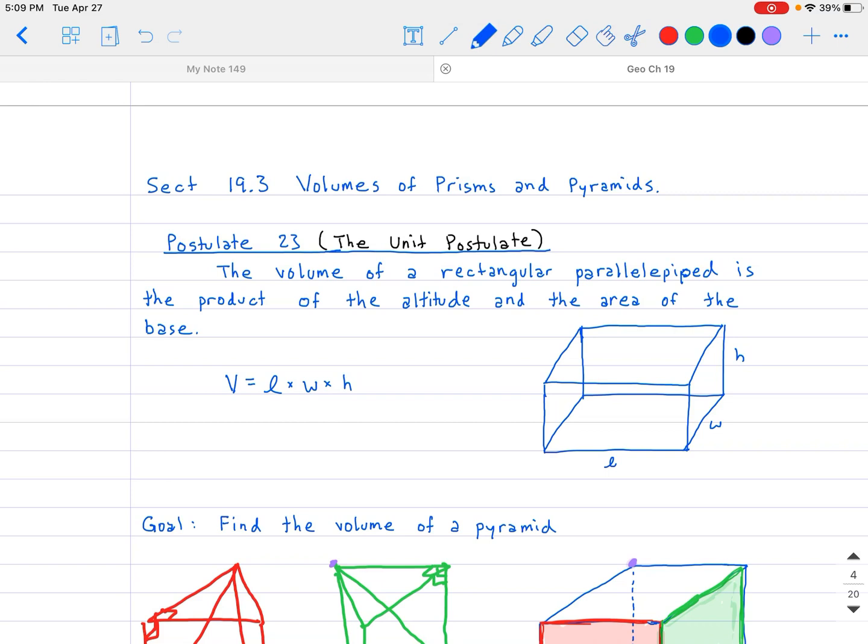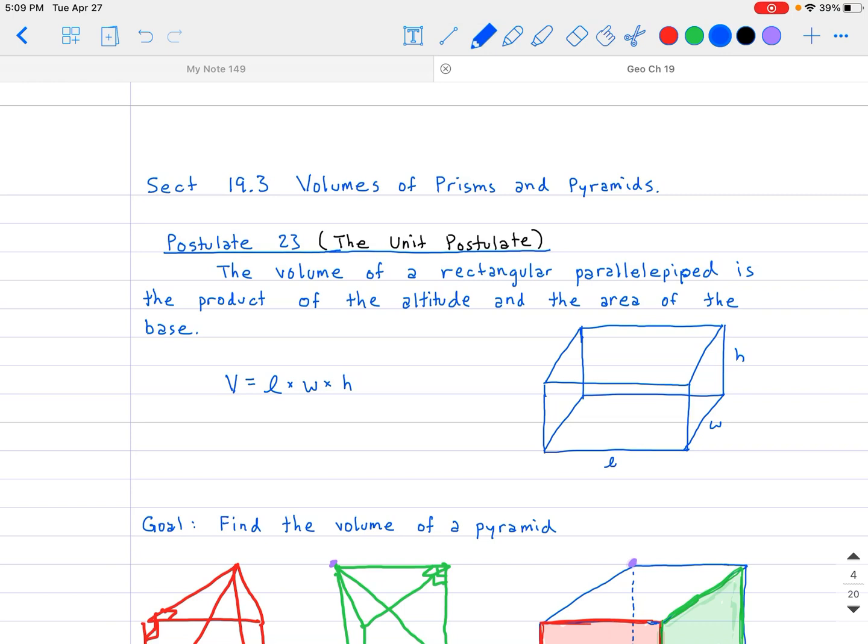Today in 19.3, we will be looking at the volumes of prisms, not prisons, and pyramids. So now we're going to talk about how to find the volumes of three-dimensional figures. And to begin with, we'll just go ahead and look at these two, okay?